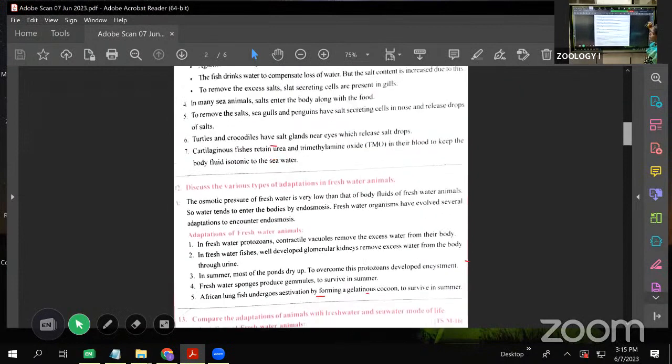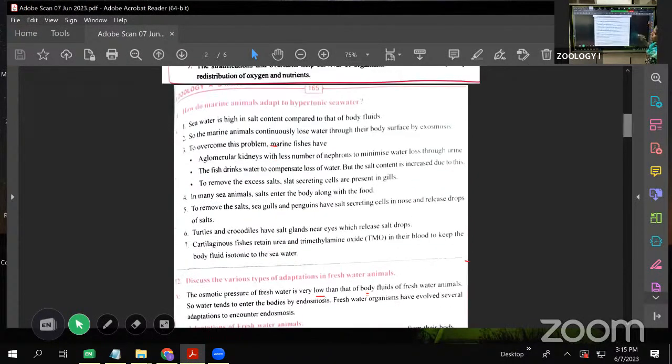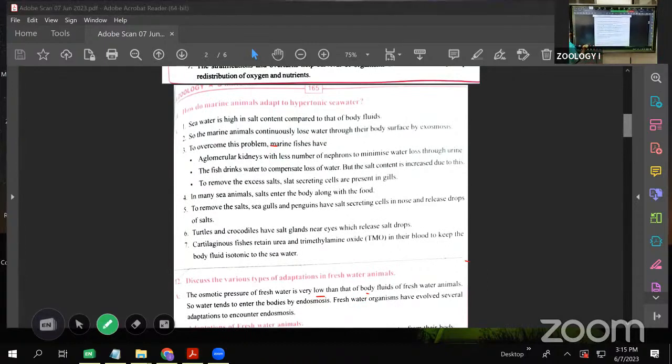See, this one is also important. How do marine animals adapt to the hypertonic sea water? How are they adapted, and how do they survive inside the marine water? What adaptations do they have? That is what we are going to discuss.